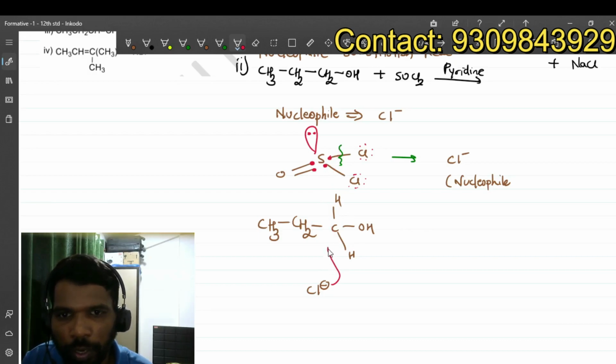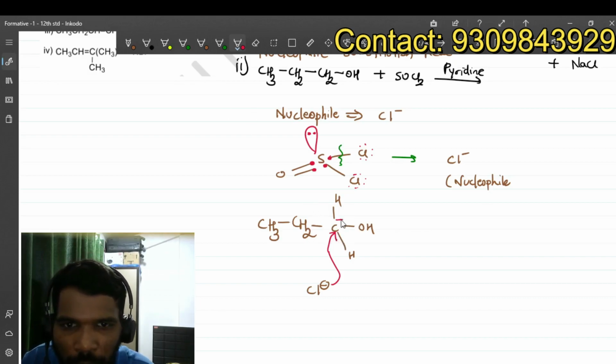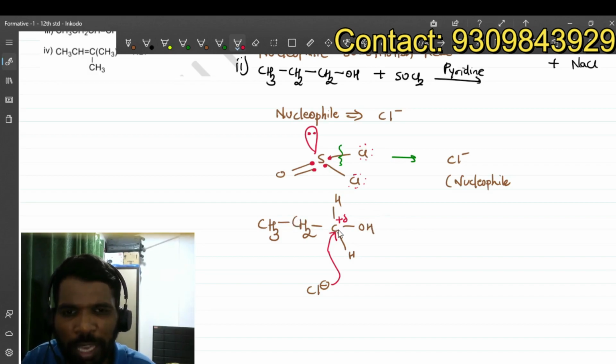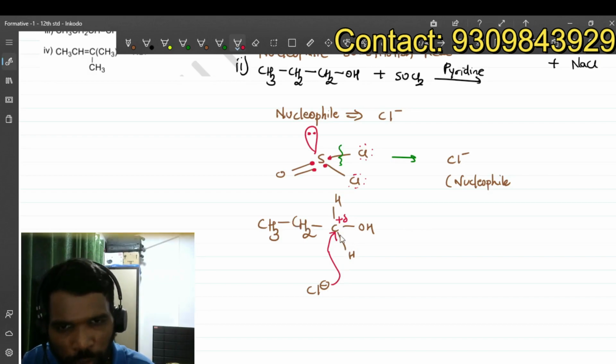The attack is going to take place specially on this carbon. Why? Because this carbon is partially positive. It is connected to what? This electronegative element. Oxygen is an electronegative element. The others are positive, but not as positive as this. This has the maximum positive charge. So the negative charge is going to attack over here.